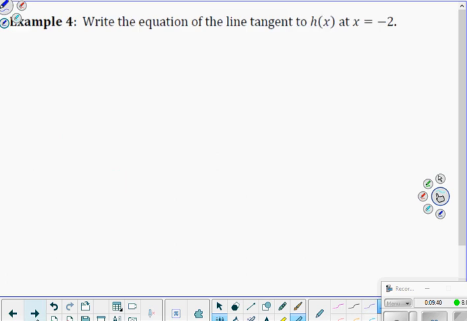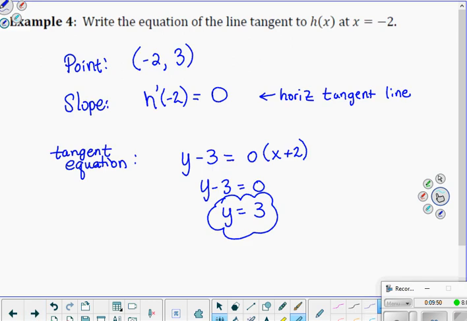Number 4, write the equation of the tangent line h of x at -2. I want you to walk through the steps on this, so hit pause, and then come back. All right, here are the things I found. First off, I noticed that the point was taken at -2. I looked up the table and came up with 3. Next, I went to the h prime part of the table and looked up h prime of -2, and it came out as 0.